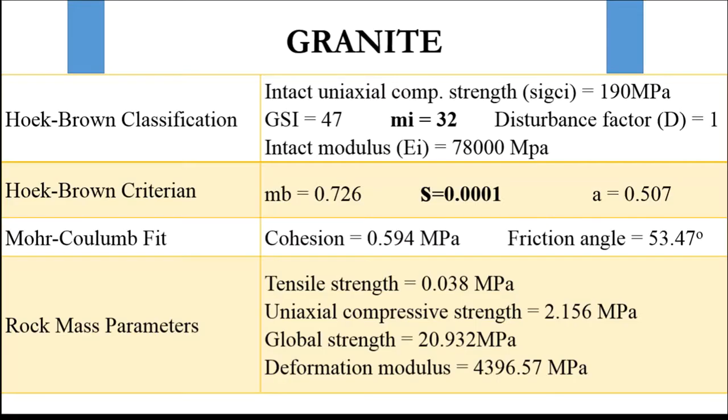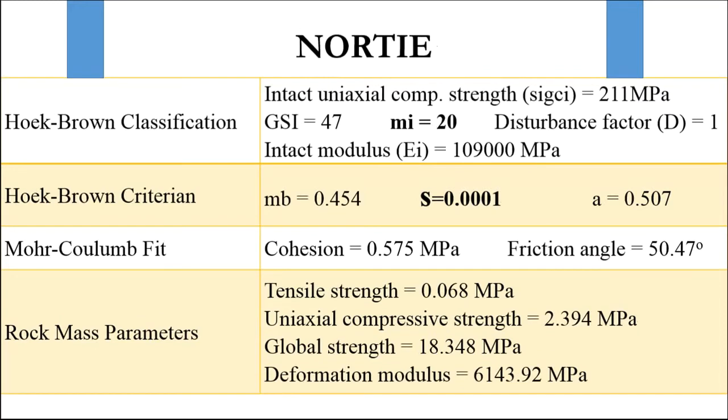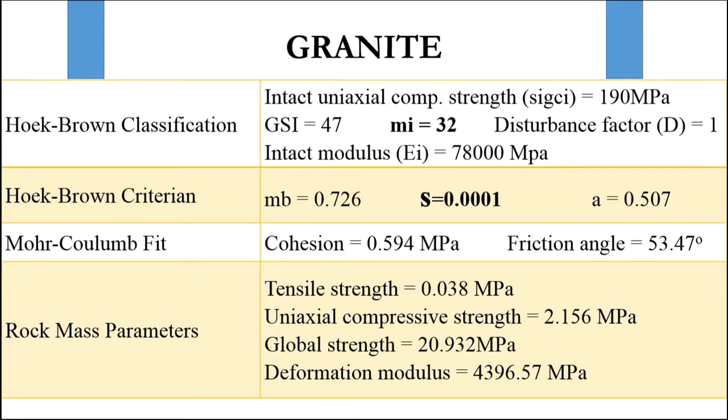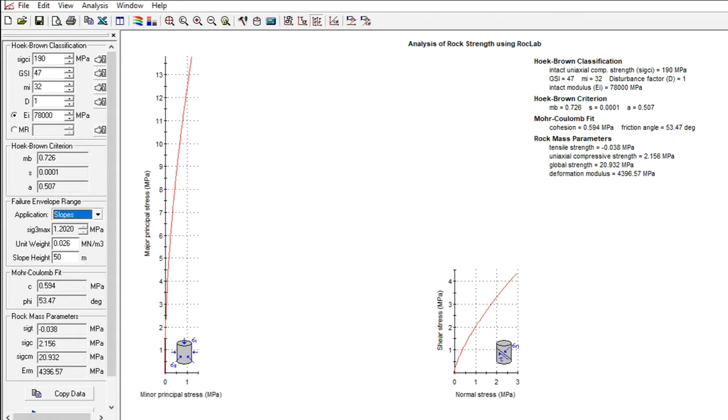To calculate the rock mass properties of granite and norite, we are provided with the intact rock properties and we have to convert them into rock mass properties. For conversion, we use the RockLab software. For granite, we insert the UCS of the intact rock, which is 190 megapascal, GSI value is 47, material constant is 32, the disturbance factor for slopes is assumed to be 1, and the modulus of elasticity is 78,000 megapascal. After inserting these values into the software, it converts the intact rock properties into the rock mass properties.